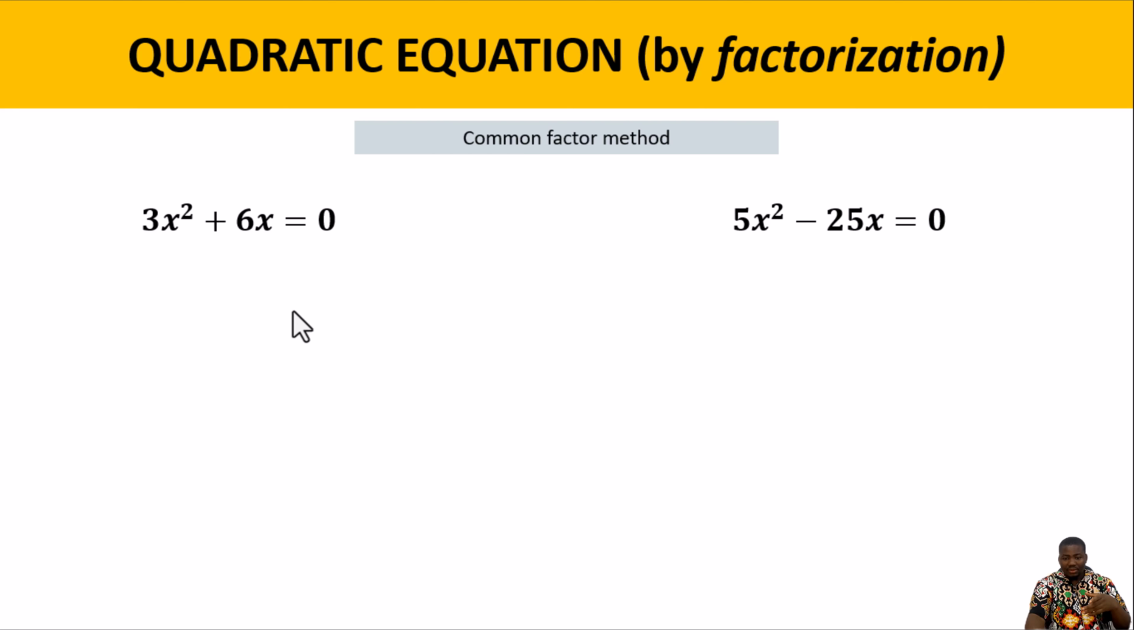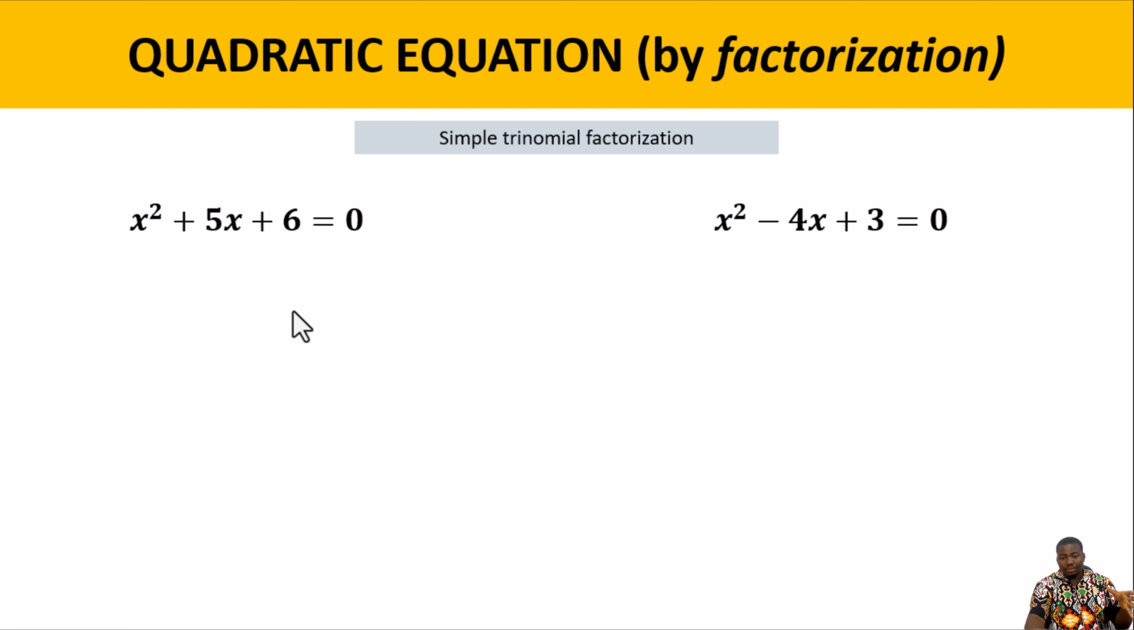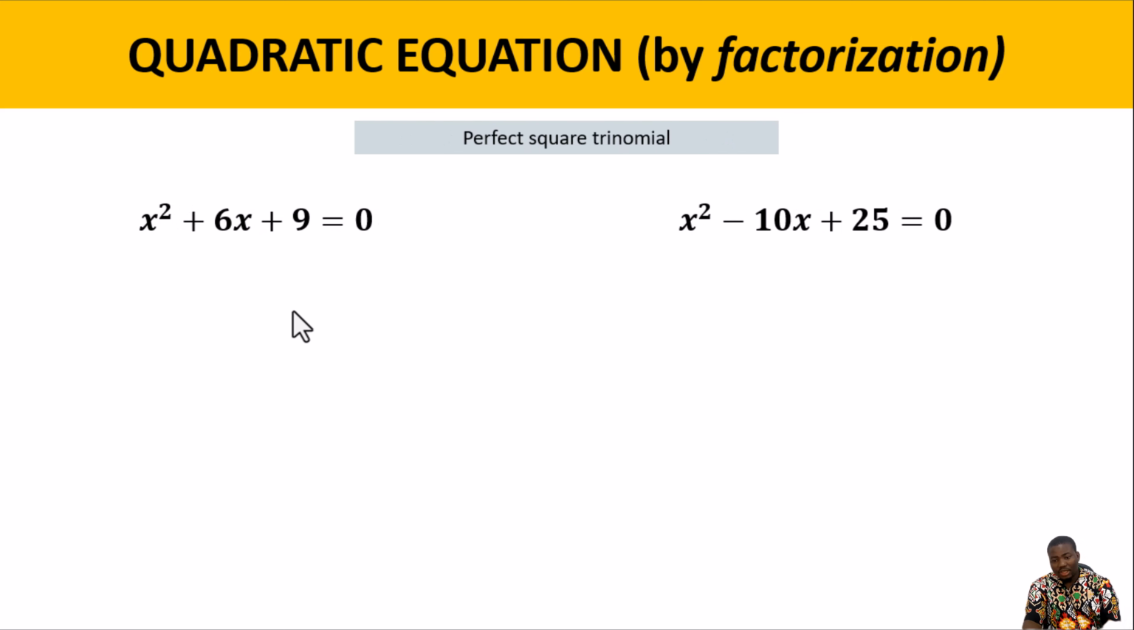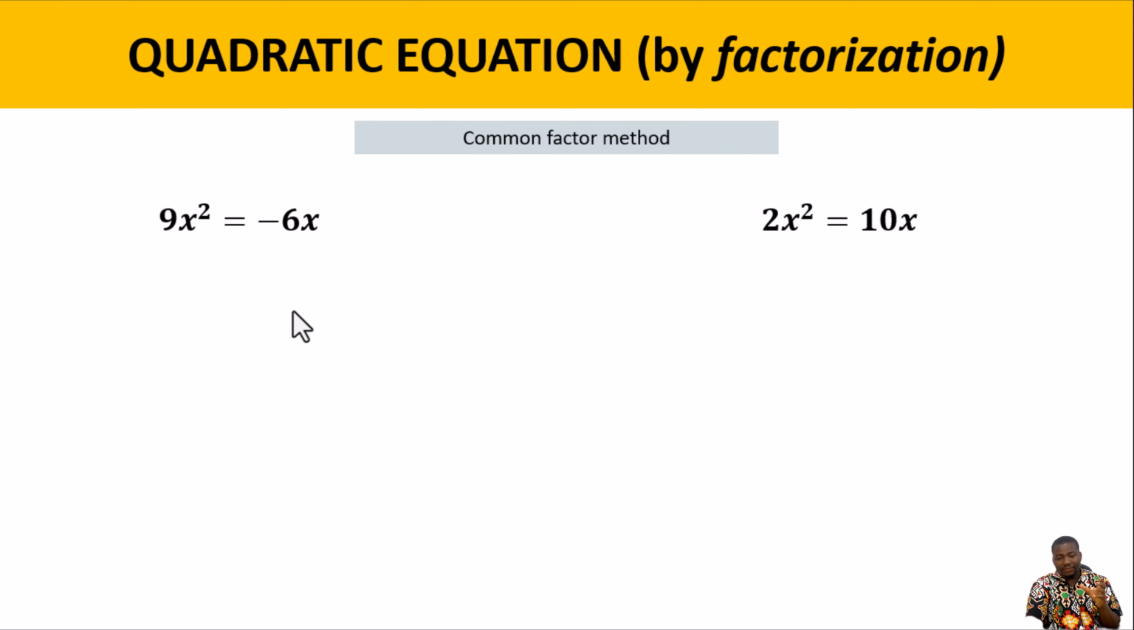There are cases where you can use the common factor method. There are cases where you just solve using the simple trinomial factorization. There are cases when you factorize by grouping, that is when your a is not equal to 1. We'll explain what that means. And there are cases where you just find the difference of squares, and cases where you have a perfect square trinomial, and each has a specific way of solving it. So the first thing you want to do is check if a certain condition is met, and once that condition is met, you use that method to solve it.